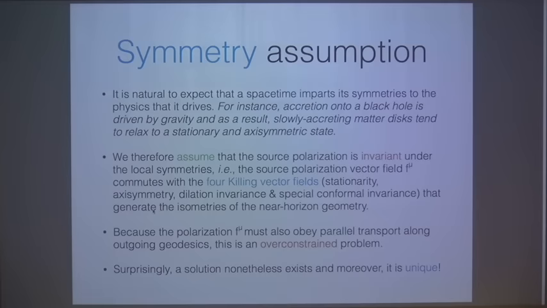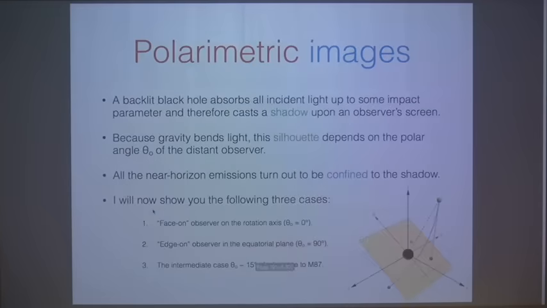For instance, accretion disks of black holes tend to be stationary and axisymmetric because the Kerr metric is stationary and axisymmetric. So here we're in the throat of the black hole, which has additional symmetries, and we assume that the source polarization respects them. Now, because the polarization must also obey other equations like parallel transport along geodesics, this is a highly over-constrained problem, but surprisingly, a solution nonetheless exists, and moreover, it is unique. So instead of showing you the formulas, I'm just going to plot some polarimetric images.